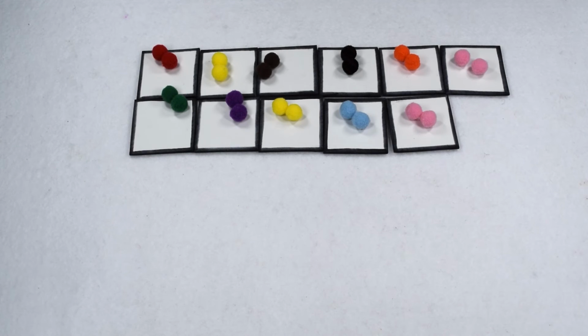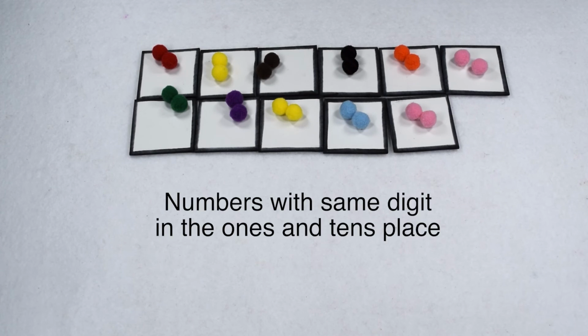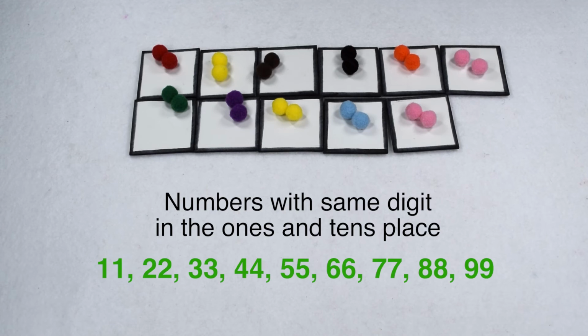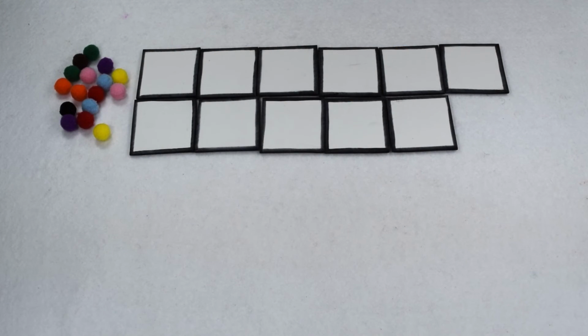Matter of fact, there's a pattern to all the numbers under 100 that are divisible by 11. If a value is divisible by 11, it will have the same digit in the ones and the tens place. So under 100, this would include 11, 22, as we see here, 33, 44, 55, 66, 77, 88, and 99. Let's test this out again with a different value.